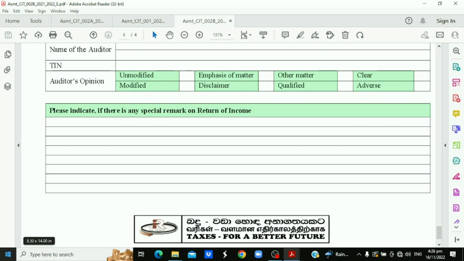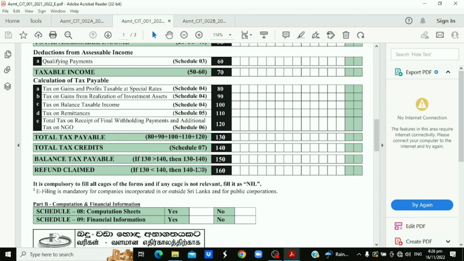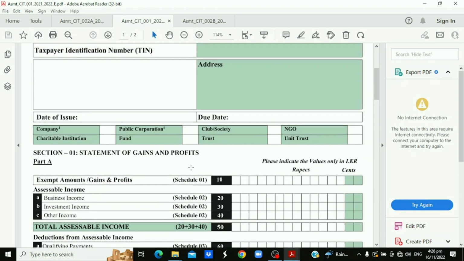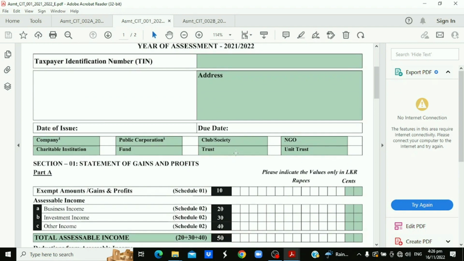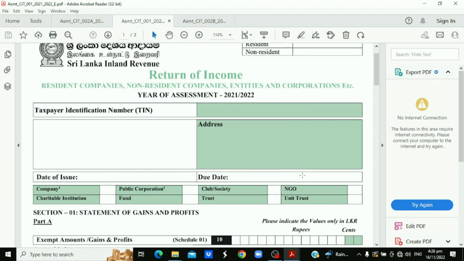Having considered every aspect, we have completed discussing our tax return for companies, public corporations, clubs, NGOs, charitable institutions, funds, trusts, and unit trusts. I hope within this video you get some value additions that will be a great help to complete your CIT tax return. With that, we conclude our discussions.